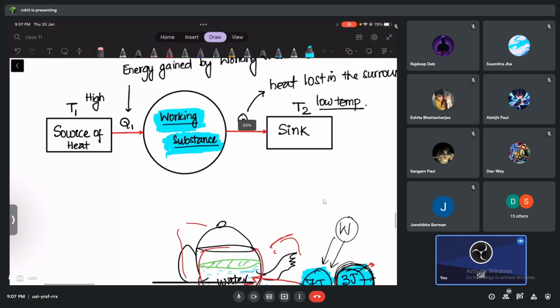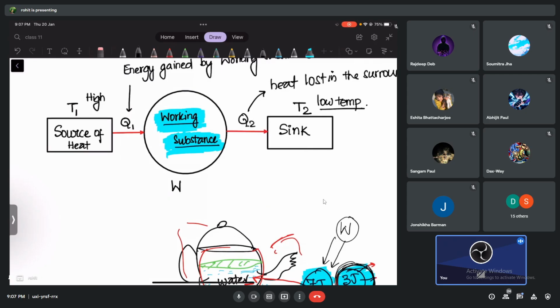So let me come back here. Please tell me how much work is done by your working substance. Is it Q1, Q2, or Q1 minus Q2? Q1 minus Q2. I think this part is clear, right?